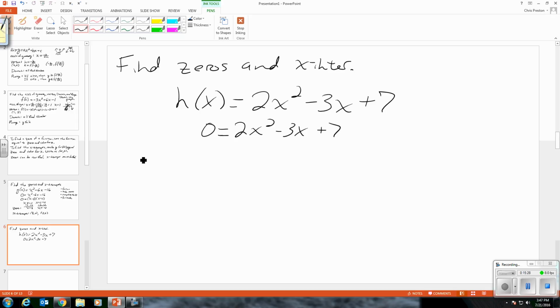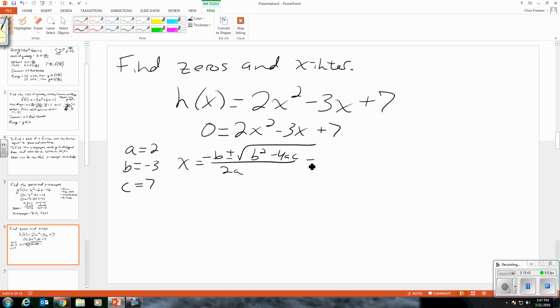So it is a quadratic. A is 2, B is -3, C is 7. I'm just going to use my quadratic formula: negative b plus or minus the square root of b squared minus 4ac, all over 2a. I'll start putting my numbers in. -(-3) plus or minus the square root of (-3) squared minus 4 times 2 times 7, everybody over 2 times 2.